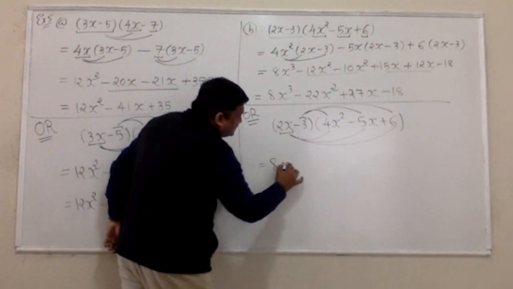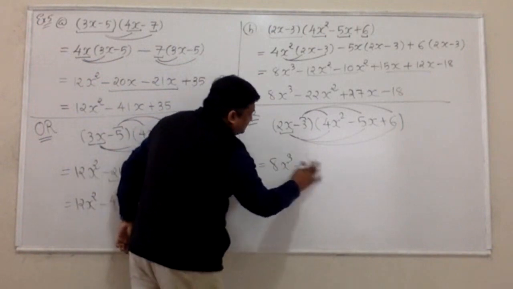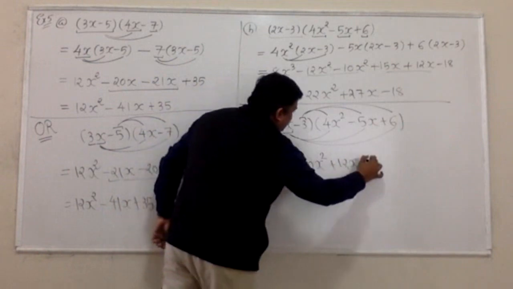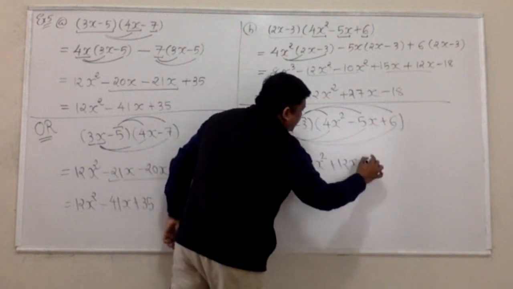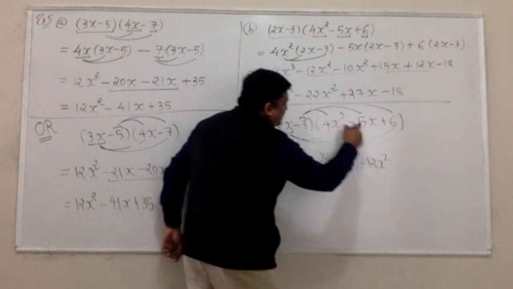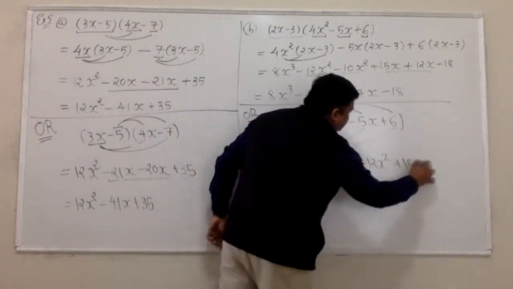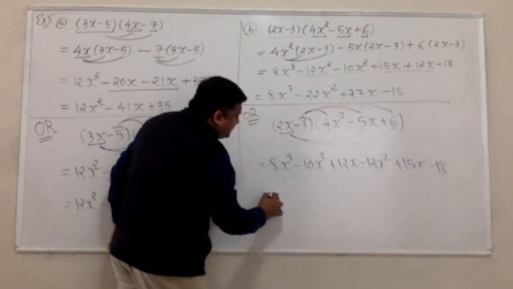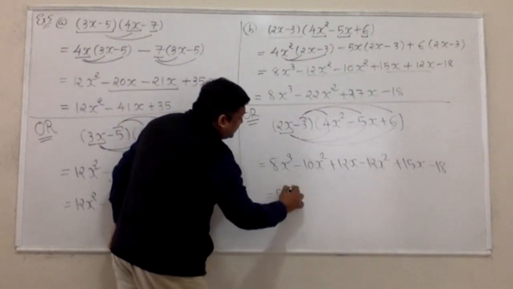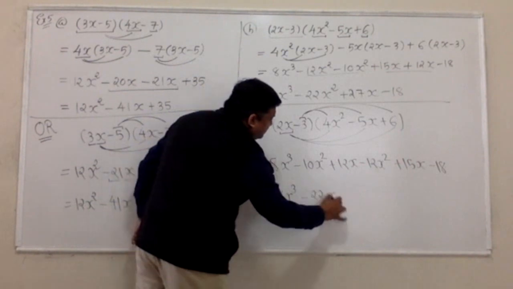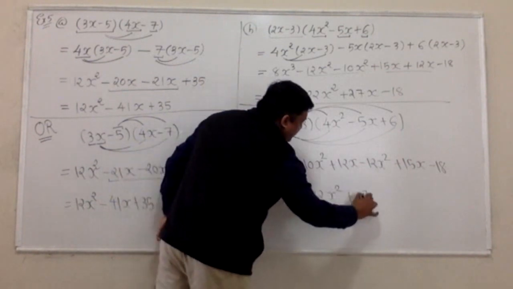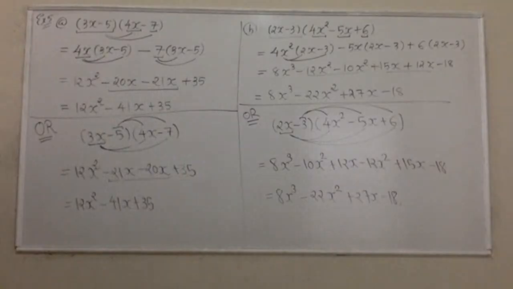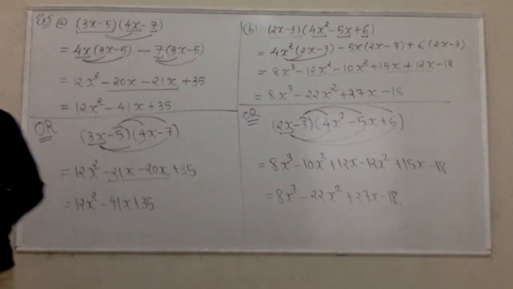Look at this. 8x cubed minus 10x square plus 12x minus 4 minus 12x square plus 15x minus 18. If you take care of like terms, you're going to get 8x cubed minus 22x square plus 27x minus 18. In other words, you will get exactly the same result.